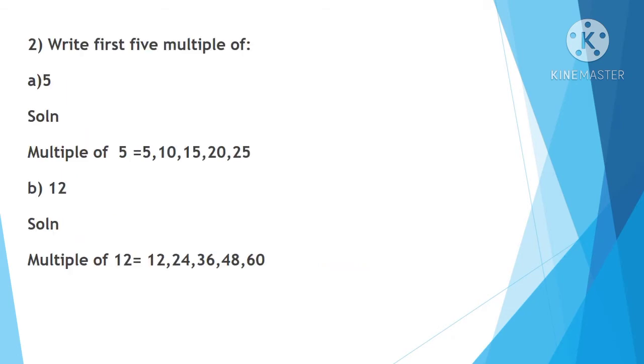Now next question. Write first 5 multiples of 5. You want to write the first 5 multiples. So multiple is very easy, children. First 5 multiples of 5 means you can write your 5 table, right? These are the multiples. 1 5 is 5, 2 5s are 10, 3 5s are 15, 4 5s are 20, 5 5s are 25. It's very easy. If they are asking write the multiples of 2, you will write the 2 table, right? 1 2 is 2, 2, 4, 6, 8, it's very easy to write, right?